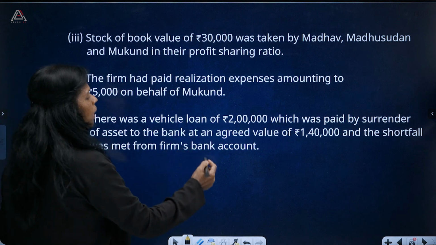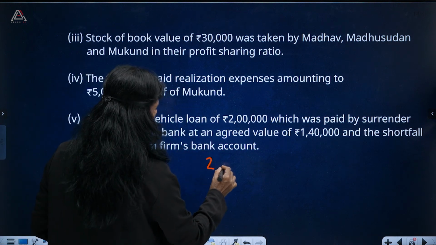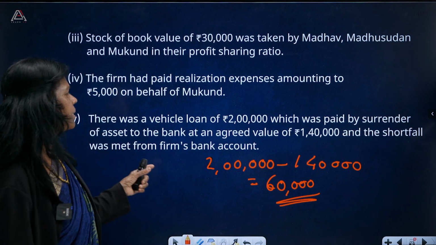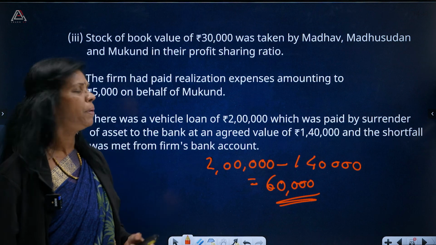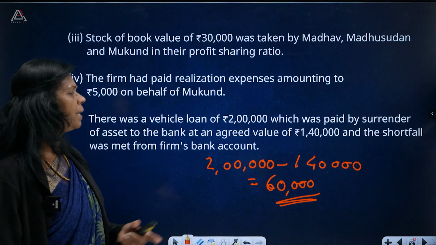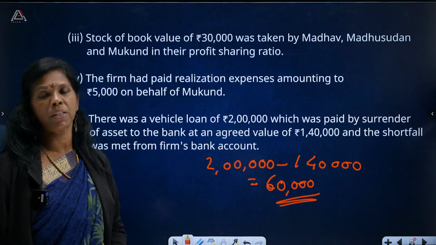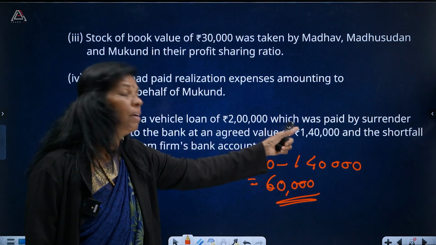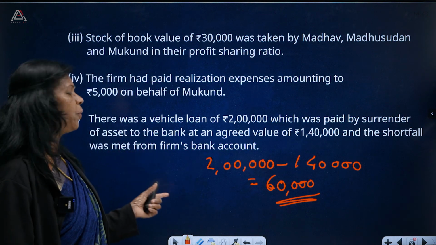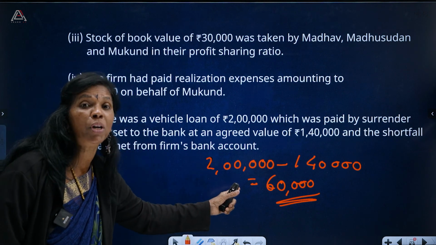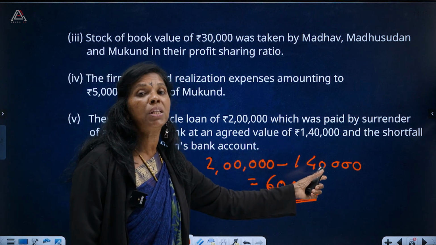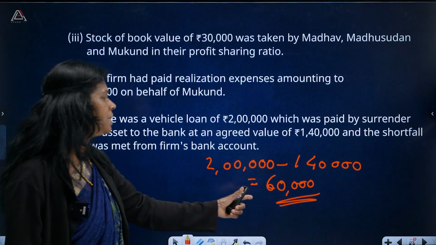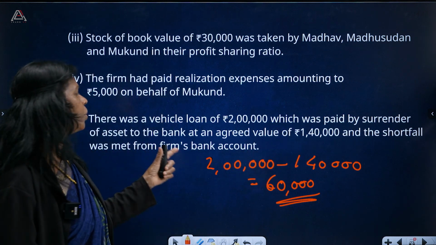So, actual loan amount is, see, there was a vehicle loan of rupees 2 lakh which was paid by surrender of asset to the bank at an agreed value of rupees 1,40,000. By surrendering asset, how much is the claim to be settled? 1,40,000. Then shortfall. How much is the shortfall? Actual loan amount is 2 lakh. Then 1,40,000 met by surrendering the asset. So how much is the remaining amount? That is 60,000. It will be paid out of firm's account.